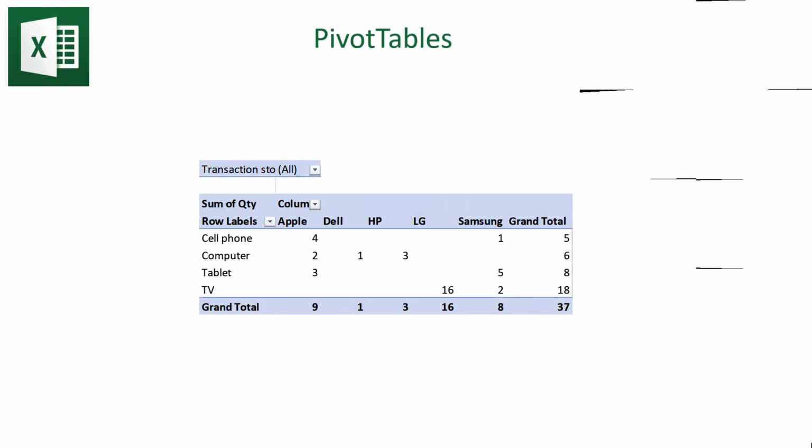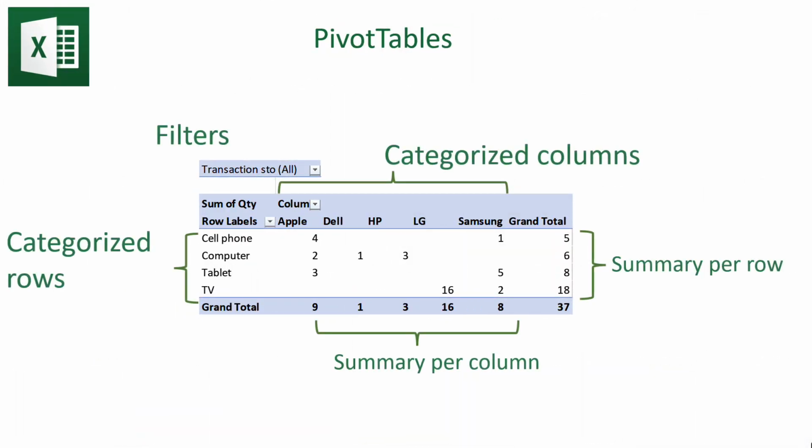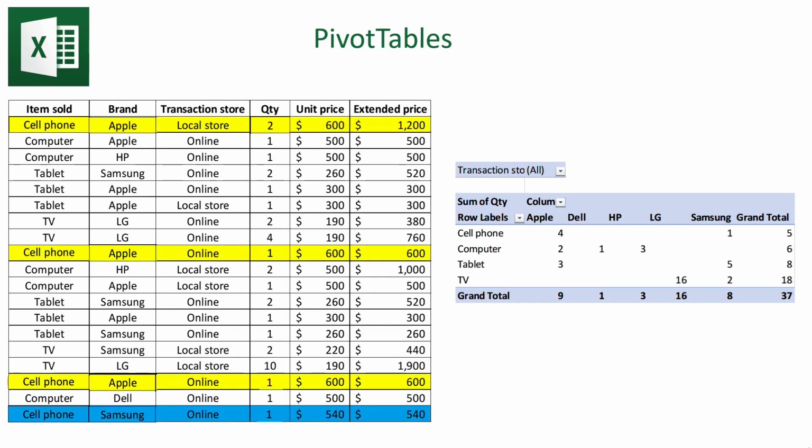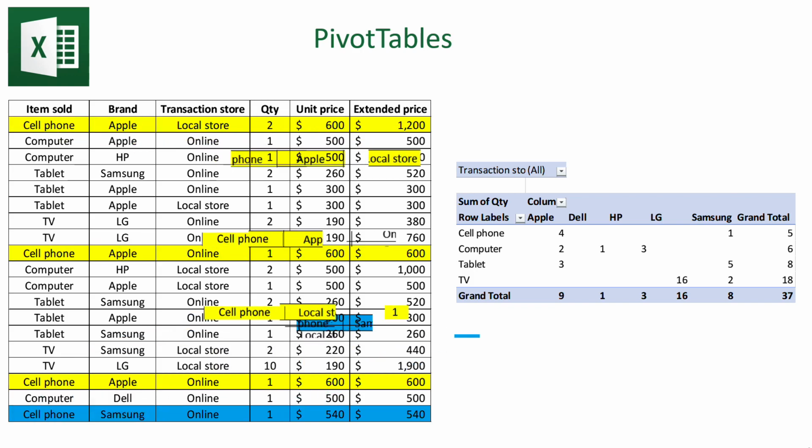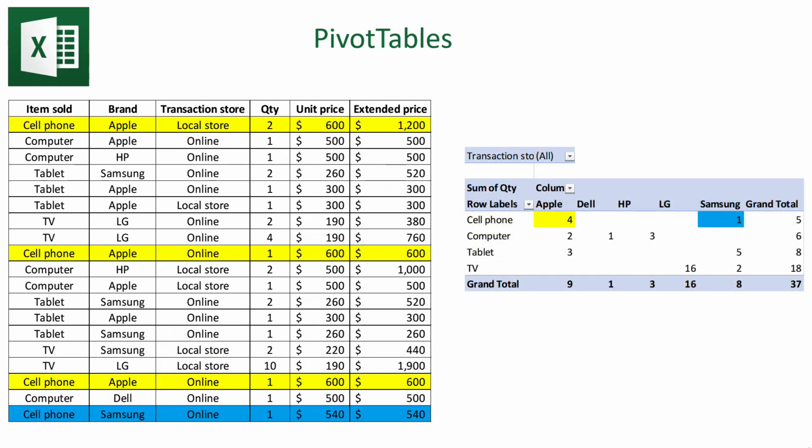A more complete pivot table will have categorized rows and columns, and a summary of each of the relationships between them. It can also contain a main filter that will function as a tier variable between those relationships. In this example, the categorized rows come from the same field item sold. The categorized columns are from the field brand, and the summary is the sum of the field quantity for each of those intersections of the rows and columns.